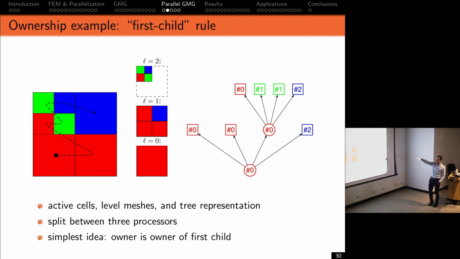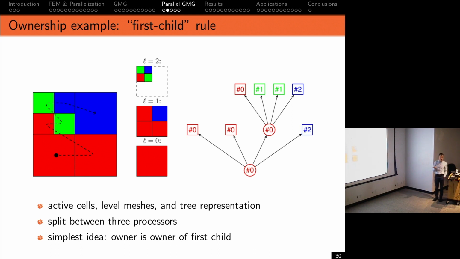Because our distribution right now on the active level is somewhat fair. All the leaves here have 2 or 3 cells per processor. But how do I do this on the lower levels, right? So I have to decide who does the smoothing on this cell. And well, the first and simple idea is I just give it to whoever owns the first child. So the first child is owned by red, I give it to red. The first child of this is red, so I give it to red. This is very simple. It is attractive in the sense that it's a very simple rule.